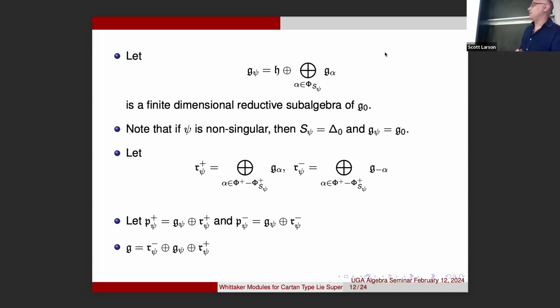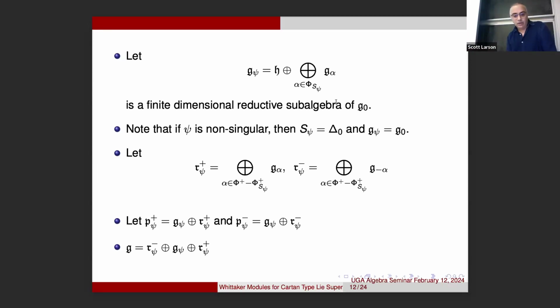G. Basically, you take the positive part to be all positive roots which are not in the positive part generated by S psi. This is the positive part in the Levi decomposition for G, and the minus part will be a sum of the root spaces G minus alpha. Let me say this: if you have G alpha, you may not have G minus alpha. That's why I depicted it like this. It's not symmetric. If you have a root alpha, minus alpha may not be there. Then we have a decomposition for G.